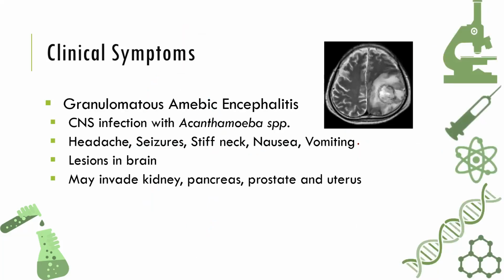So what is GAE or granulomatous amebic encephalitis? As you can see here, there is an abscess in our brain. Now, this is a CNS infection caused by Acanthamoeba species. So again, what are the signs and symptoms? Headache, seizures, stiff neck, nausea, and vomiting. Lesions in the brain are also seen. Invasion in the kidney, pancreas, and prostate is also possible.